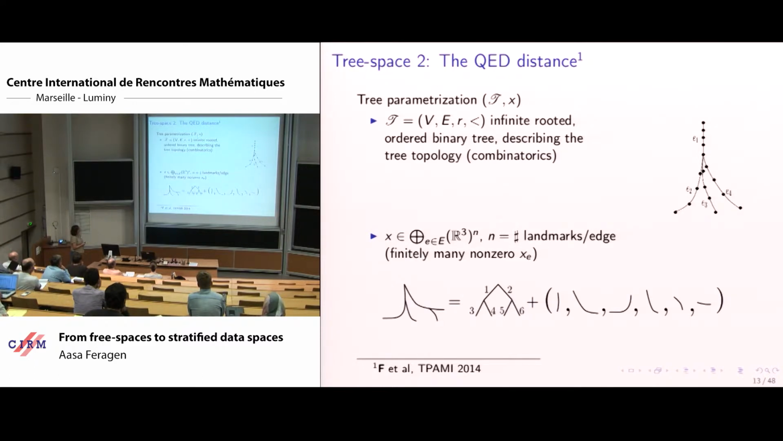And then on all the edges, we'll have edge attributes represented by an x belonging to the direct sum of all the edge shape spaces over the edges. Because it's a direct sum, you'll always have only finitely many non-zero edges. In other words, the same figure as before: this is your tree topology, and these are the attributes attached to the edges.